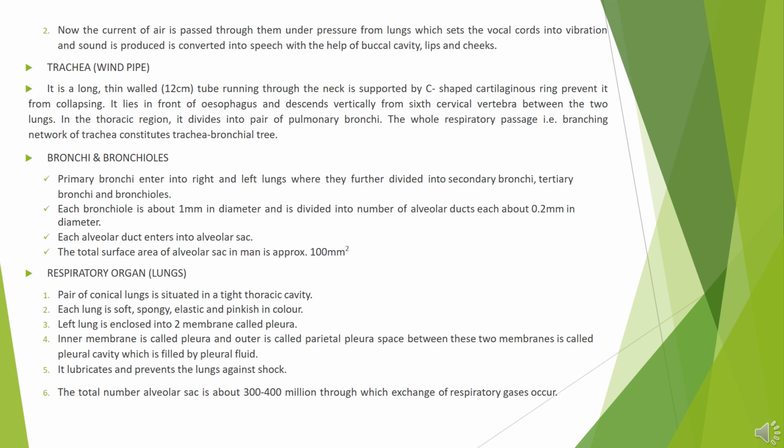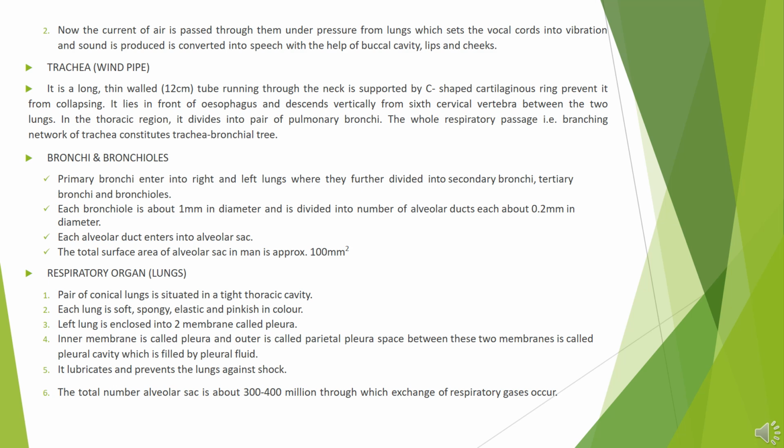Trachea, the windpipe. It is a long, thin-walled tube running through the neck, supported by C-shaped cartilaginous rings that prevent it from collapsing. It lies in front of the esophagus and descends vertically from the 6th cervical vertebra between the two lungs. In the thoracic region, it divides into a pair of pulmonary bronchi. The whole respiratory passage, i.e., the branching network of the trachea, constitutes the tracheobronchial tree.